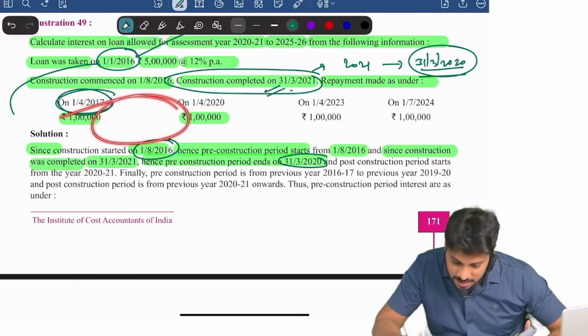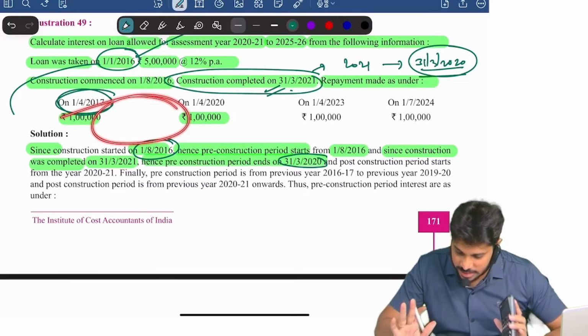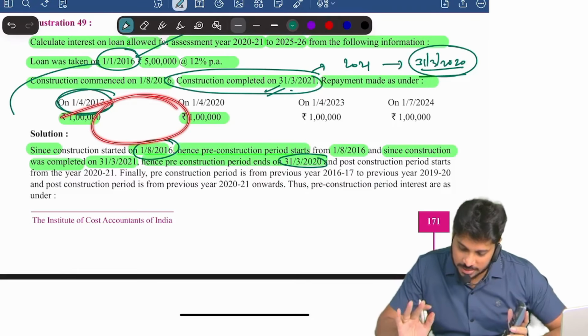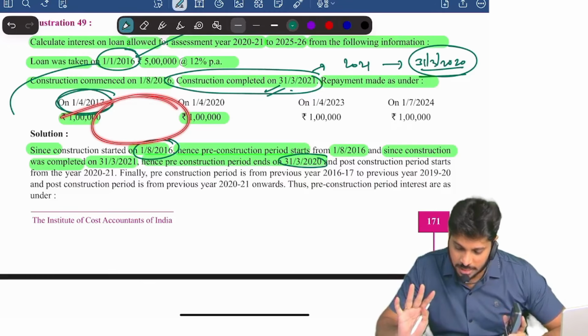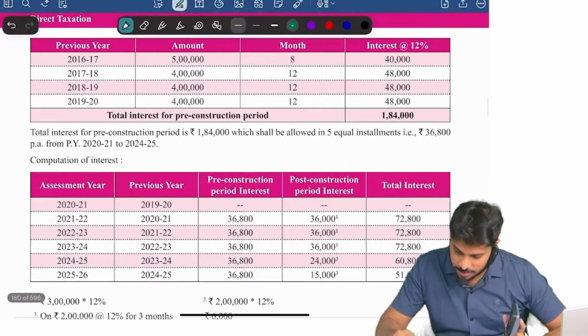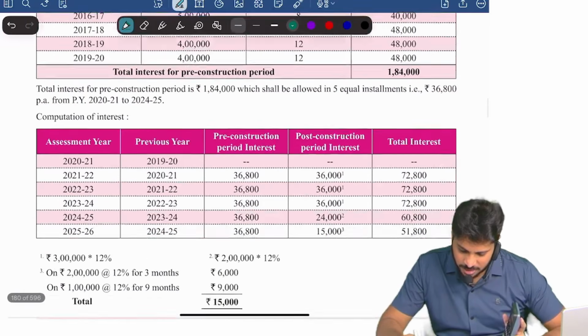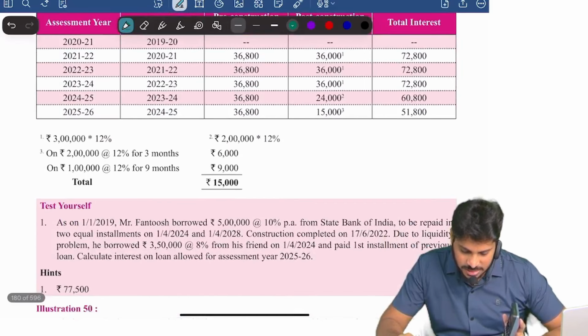By the way, did they repay any other loan? Thank God they didn't repay that. On 1 lakh they repaid, which means the outstanding amount is 4 lakh. What is the amount here? 36,800 they are getting as PCPI. How is it 36,800?